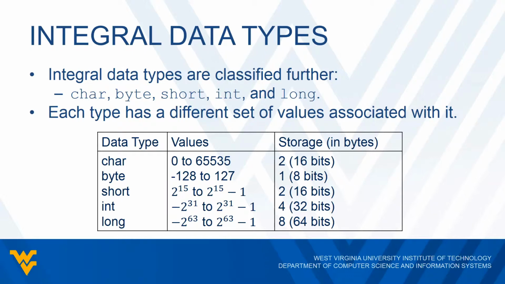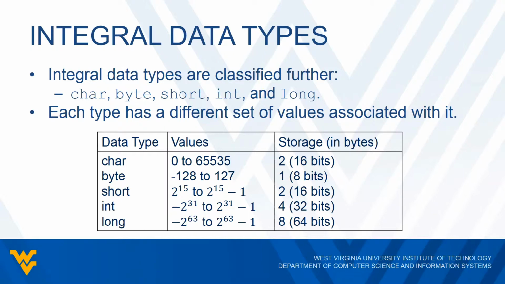A short gives us a bit of a larger range to work with. We can store anything from negative 2 power 15 to 2 power 15 minus 1. And this requires 2 bytes or 16 bits. Now, realistically, most programs these days never use bytes or short. These were more common a long time ago when memory was more constrained than it is today.